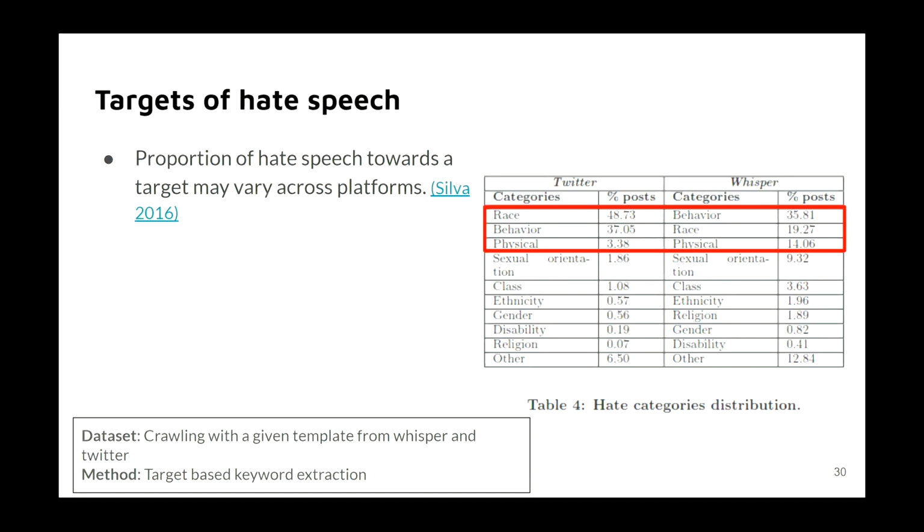Now, as mentioned in the introduction itself, the targets of the hate speech might vary. This paper tried to study this on two platforms, and one important point is that this is before moderation was very strict, so there exists a large amount of hate speech on Twitter as well. As we can see, the proportion of different targets varies across Twitter and Facebook, but based on the ranking, the categories are almost constant. So race, behavior, and physical categories of hate speech are almost constant on both platforms.